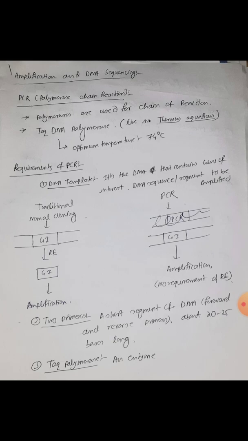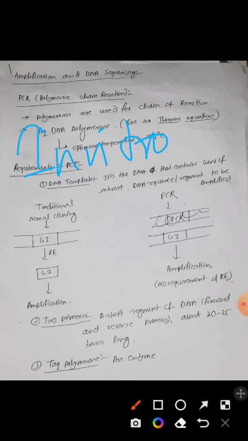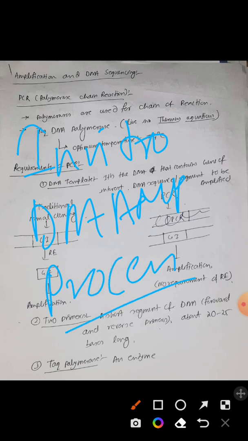Now the question is, what is PCR? Why is it important? PCR means polymerase chain reaction. In simpler words, it is an in vitro DNA amplification method, or process. That means here we are not using any kind of host for our DNA amplification, that we use in case of traditional DNA cloning.